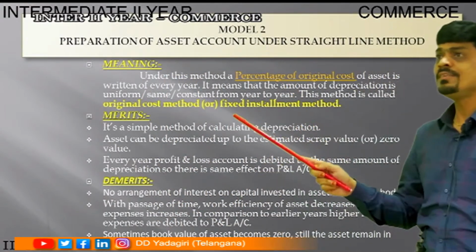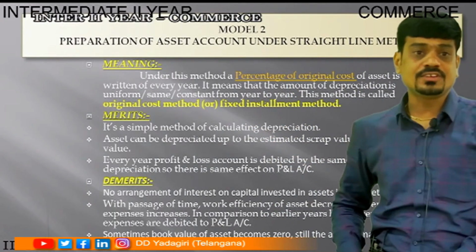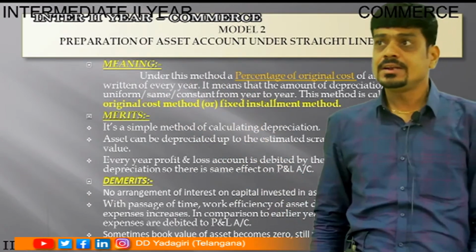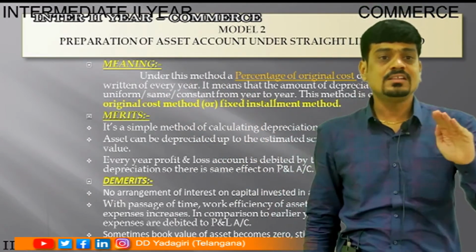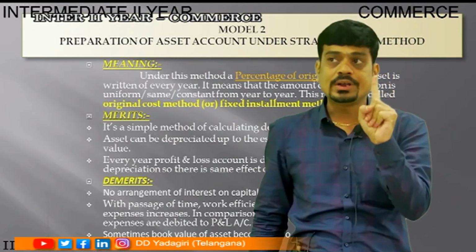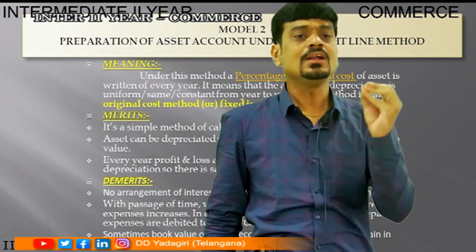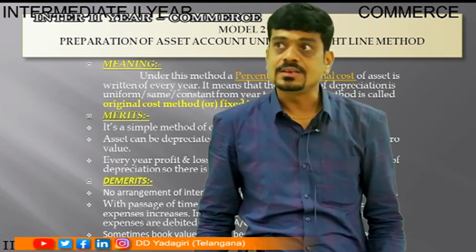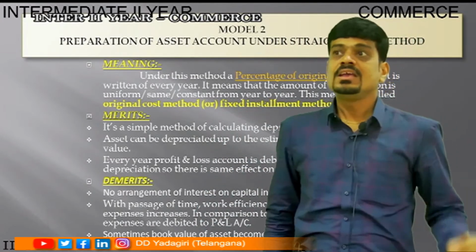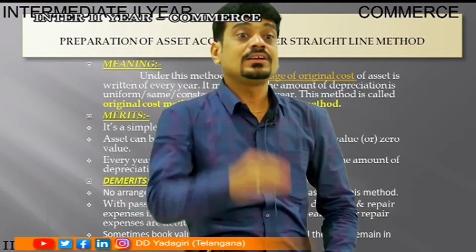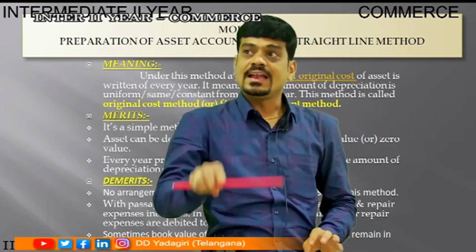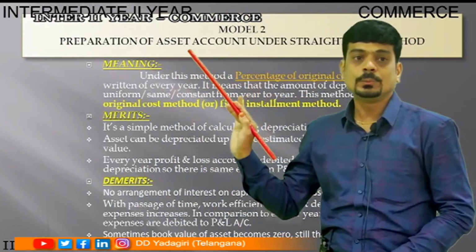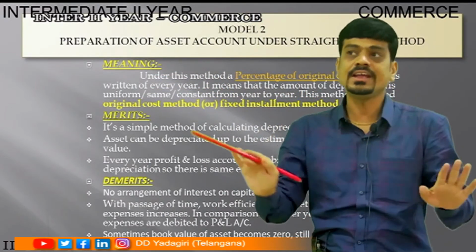Now let us look at the merits and demerits of this method. It is a very simple method of calculating depreciation. Why is it simple? Because in this method we calculate depreciation only one time. Say, for example, we got 10,000 rupees depreciation, that will remain constant, so the calculation became easy. Secondly, here we can depreciate the asset till its scrap value. In the sense, at the end of the life of the asset, the value of the asset will become zero, that is, the asset will get exhausted.